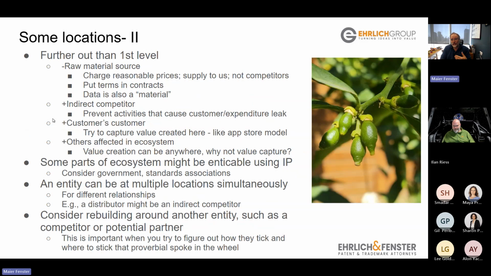But you can also be further away than just one level. Remember, I mentioned rare earth metals. So somebody who is a raw material source, you would like them to charge reasonable prices. And if you have the right kind of IP, they will supply the raw material only to you and not to the competitors.